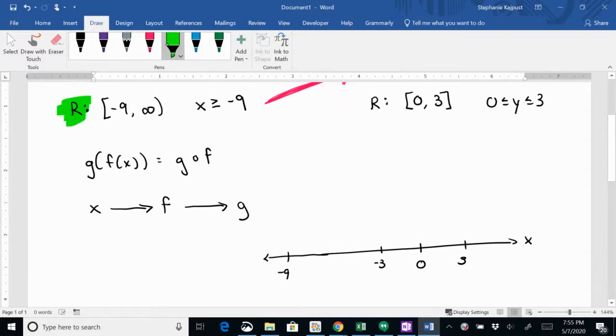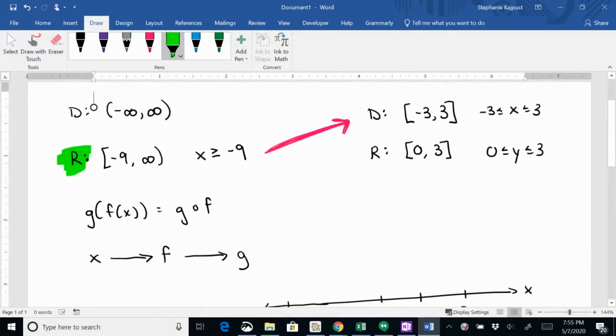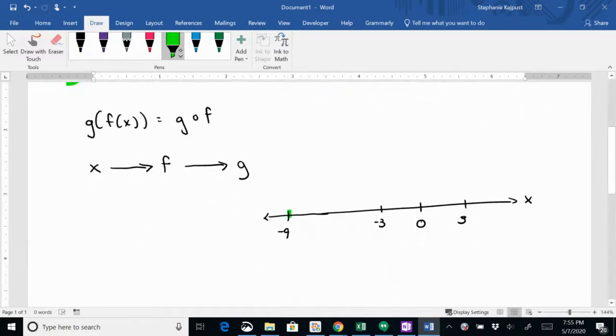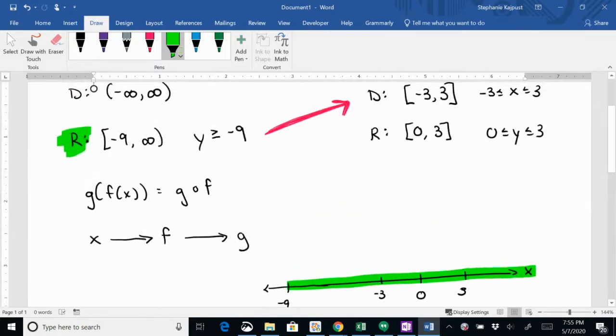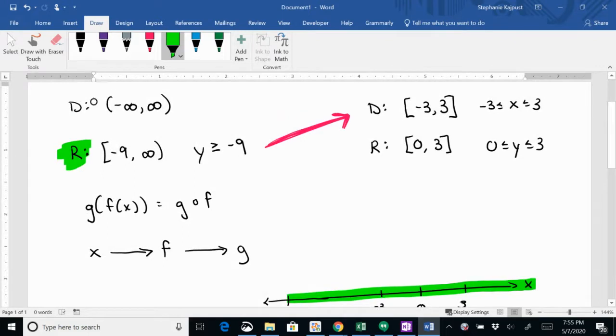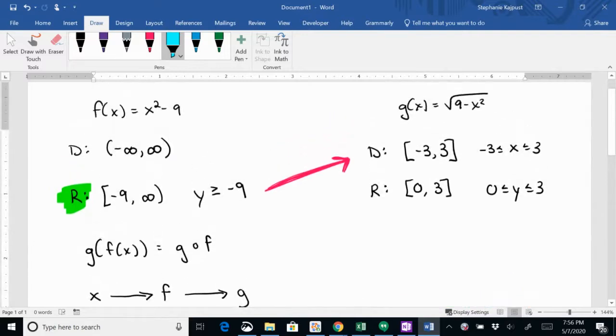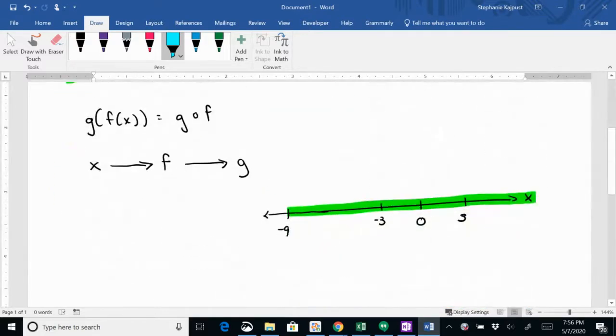So let's say my range, my output, actually I said this should say y is greater than or equal to -9, but that is the input to the next one, so that will be like an x. So that's greater than or equal to -9. So if I highlight, this part of the graph is my output in terms of just numbers, if you ignore the x or the y. So that's the output, or the range, which is now going to be the input into the domain. So the domain of g here is from -3 to 3. So I'm going to highlight those.